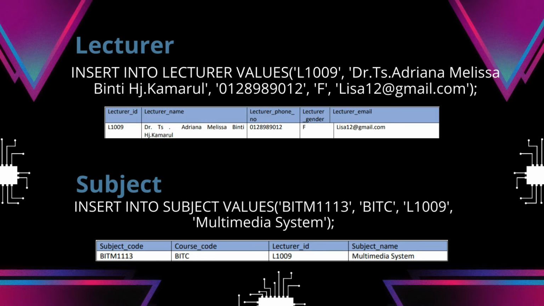We insert into lecturer under attributes lecturer ID, lecturer name, lecturer phone number, lecturer gender, lecturer email. And the last entity will be subject. We insert into subject under the attributes subject code, course code, lecturer ID, and subject name. That's all the examples for DML create and insert.